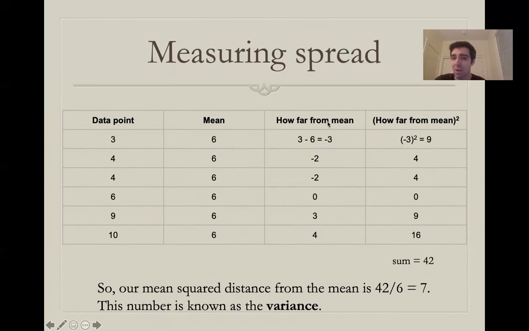What happens when I square -3 movies? I get 9 squared movies. This is 4 squared movies, 4 squared movies. If I add all these up, this is going to be 42 squared movies, or movie squared, you could say. And then when I divide by 6, that's 7 squared movies.